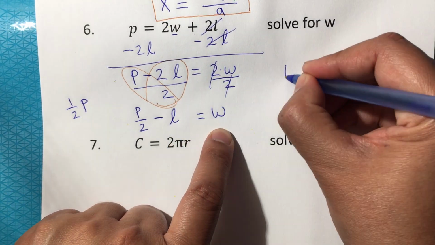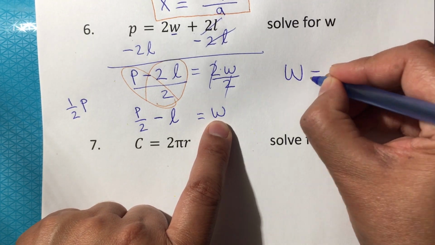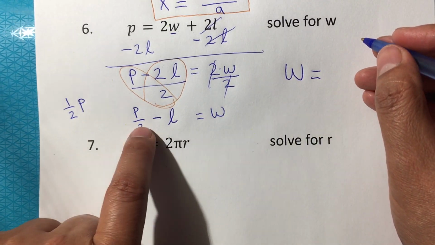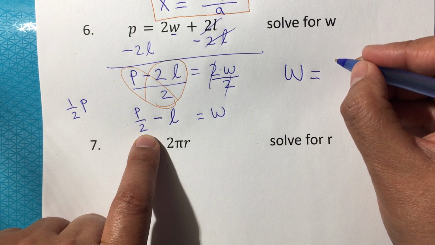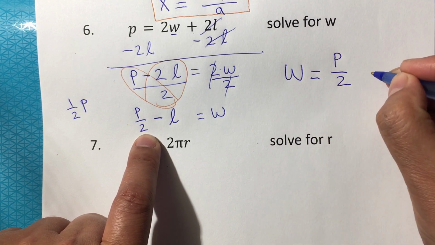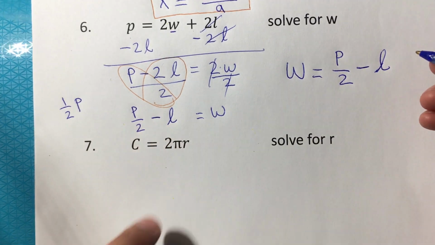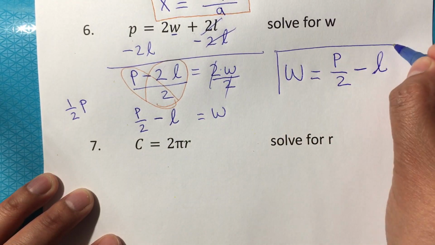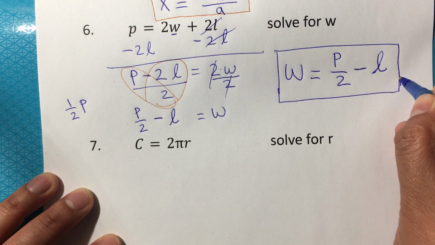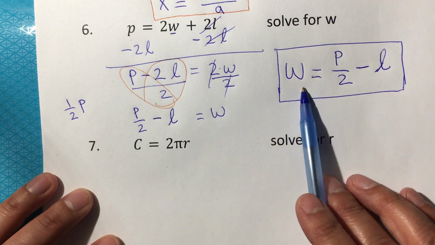So if we want to switch it, the w is equal to 1/2 of the perimeter, or perimeter divided by 2, minus 1 length. Okay? And so that will be my new formula to be able to find the width.